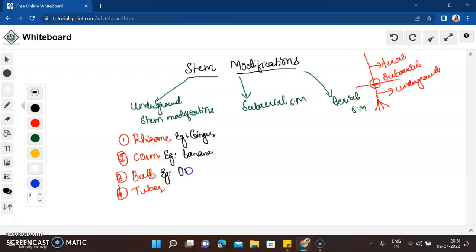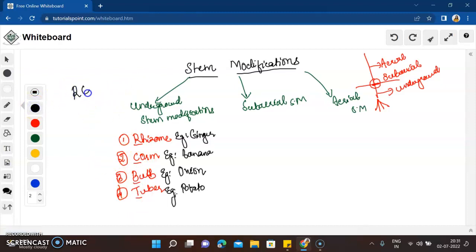And bulb example is onion. The underground stem gets modified, giving rise to fleshy scale leaves, right? And tuber example is potato or your aloo, right? Potato has those eyes on the potato, right? Which are nothing but the axillary buds that can give rise to the new plant. So rhizome, corm, bulb, tuber, right?